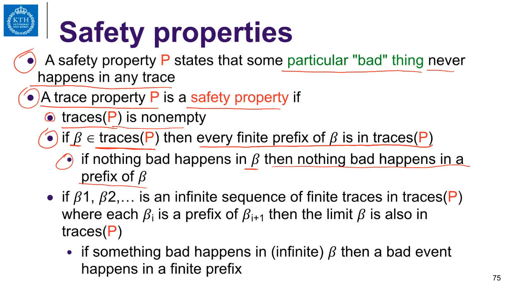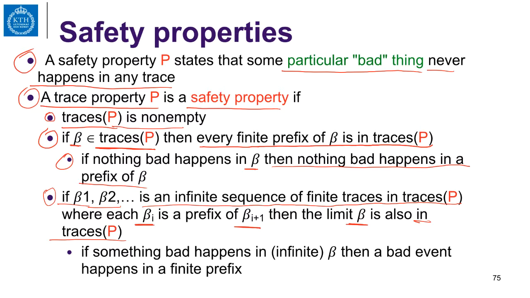And it says that if beta 1, beta 2, and so on is an infinite sequence of finite traces in the traces of P, so they are good traces, they satisfy the safety properties, whereas beta i is a prefix of beta i plus 1. Means, for example, beta 1 is a prefix of beta 2, and beta 2 would be a prefix of beta 3. Then at the limit, beta is also in the traces of P.